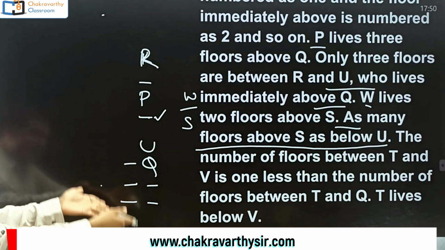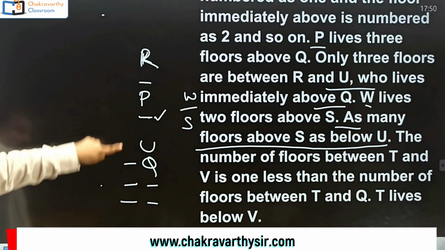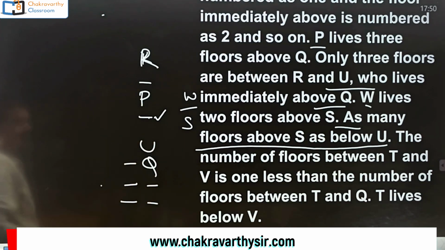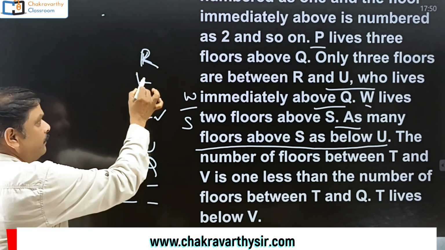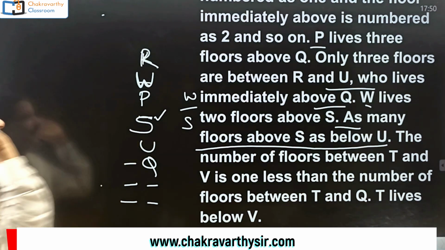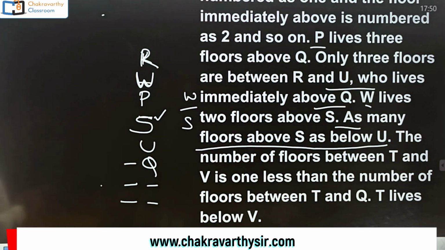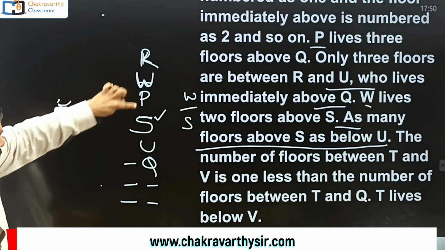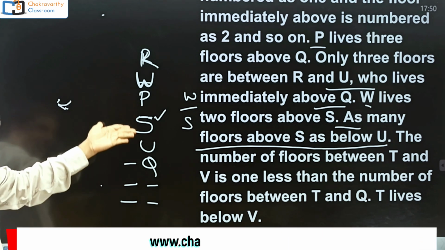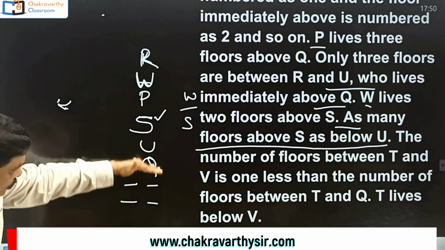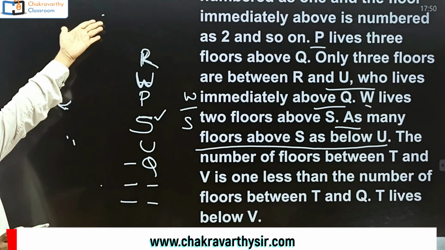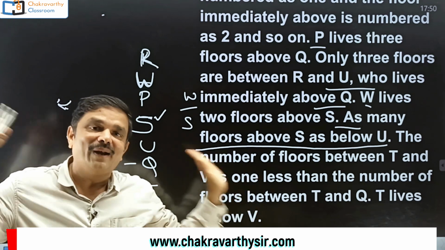Now, the next place for S, keeping W here is not a possibility, or keeping W anywhere else is not at all possible. That means clearly I must give this place to W and this place of course to S. Now the question is clear. Now how many are over? 1, 2, 3, 4, 5, 6, 7, 8. R, W, P, S, Q, U are over. How many floors are there below U? That many are there above S. That condition also fulfilled. Done.